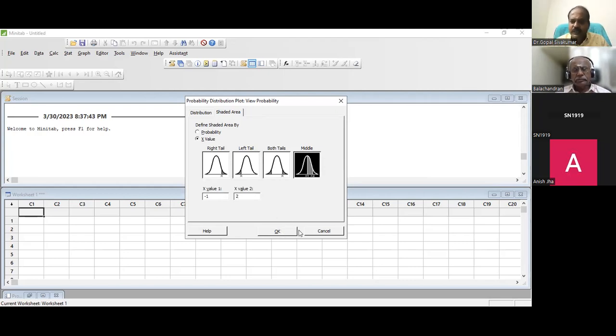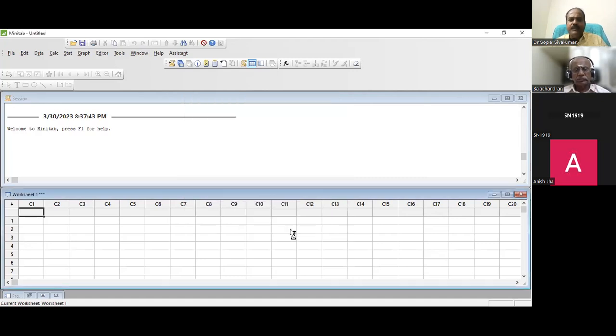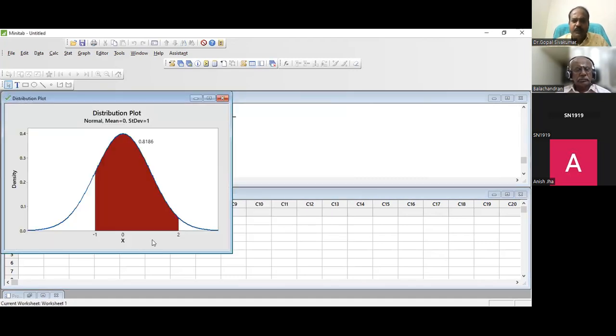You don't have to break your head. Straight away you give OK. Minitab will show the area between the two points, -1 and +2. What is the area contained? 81.86. If this 81.86 is there, then that will be the answer.